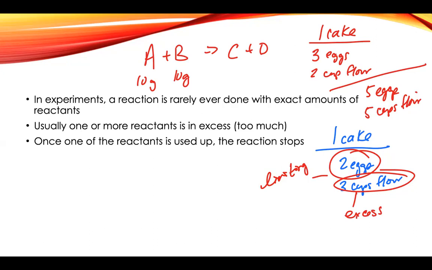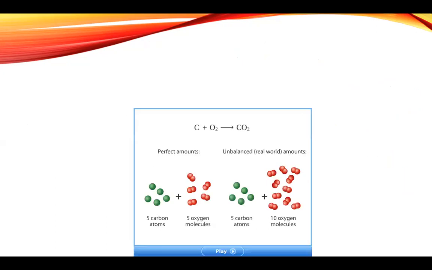When you have that in chemistry, if one reactant is used up, then the reaction stops. Let's say B is limiting. So B runs out first and you've got an excess amount of A. You can't turn A into C and D without B. So this is called the limiting reactant, because it limits the amount of products that you can make.